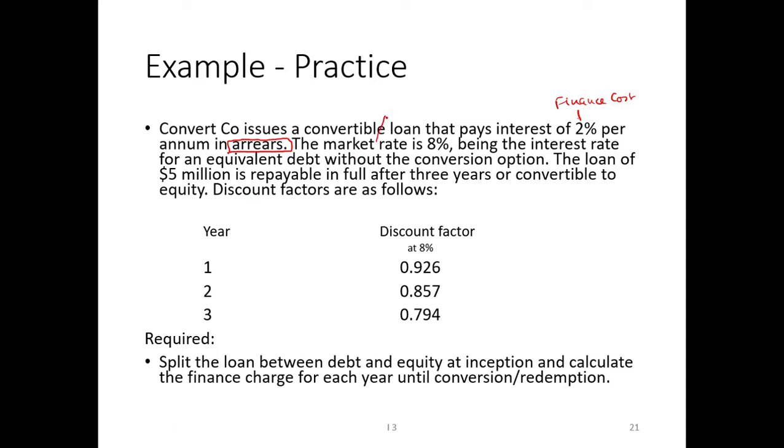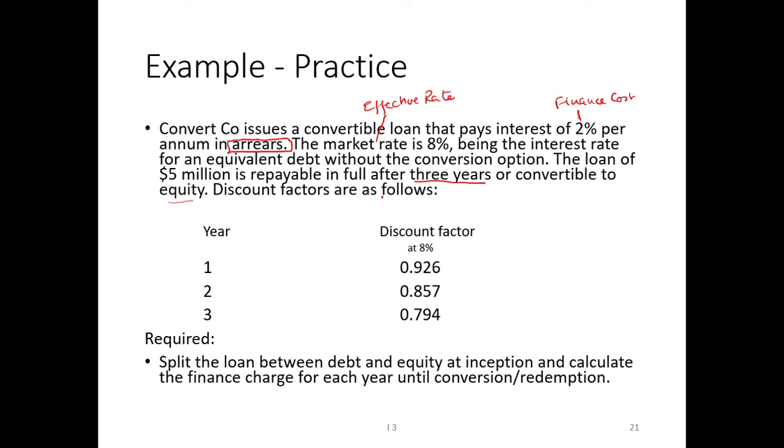The market rate is how much? This is nothing but the effective rate, which is 8%, for an equivalent debtor without the conversion option. Okay, no conversion option. The loan is how much? 5 million, repayable in full after how many years? 3 years, or convertible to equity. You have two options, no conversion or conversion.